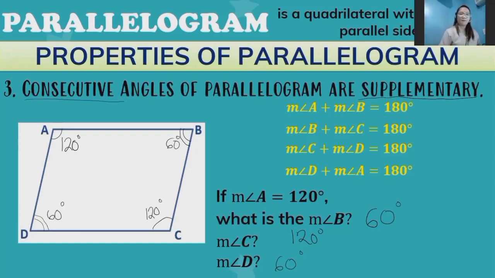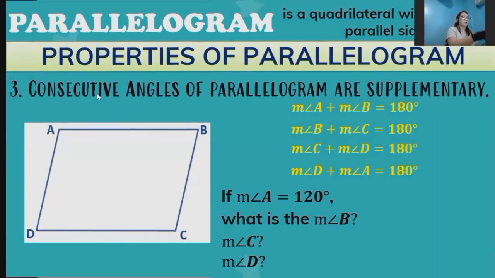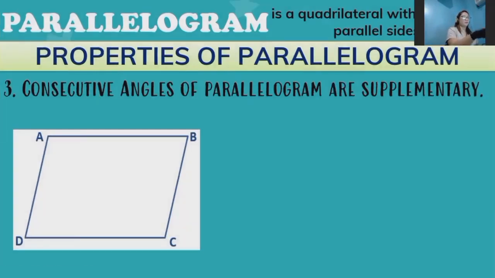Mahirap po ba? Di po. Okay, di ba? Sobrang dali. All you have to do is to understand these properties well. Okay, so let's proceed with another example for property number 3.